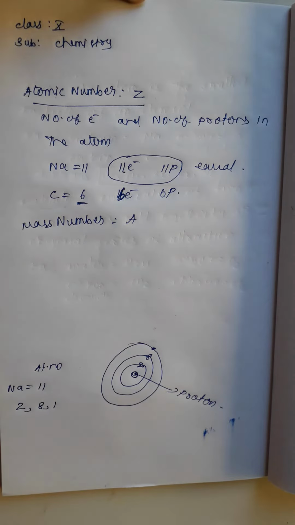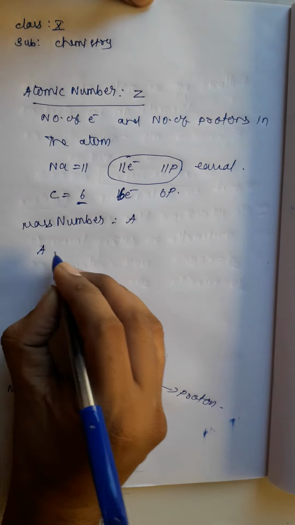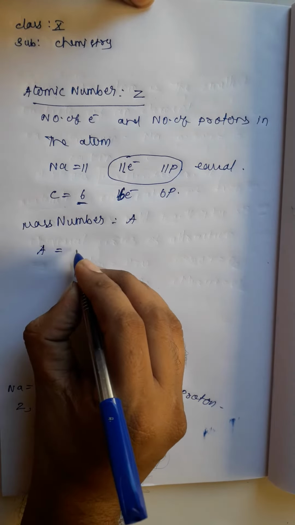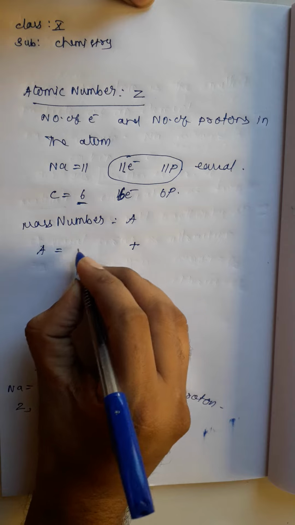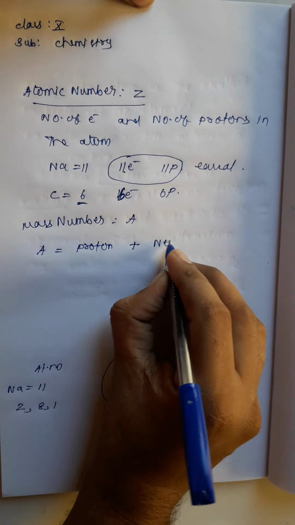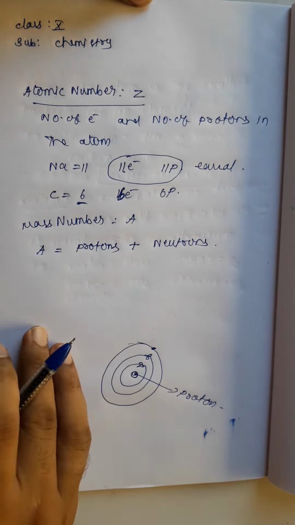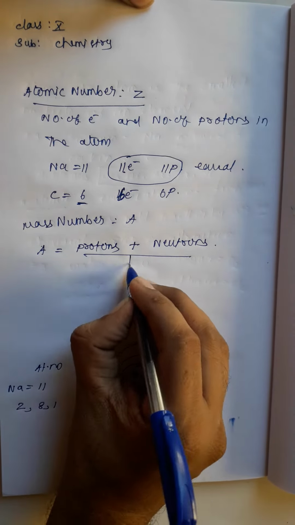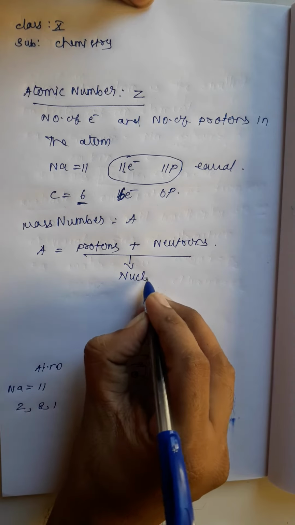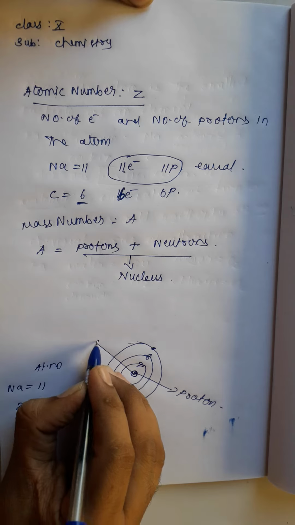Next, atomic mass. What is atomic mass? So the symbol for the atomic mass is A. It is a sum of the protons and neutrons. Both the things are present in the nucleus. This is the nucleus part.